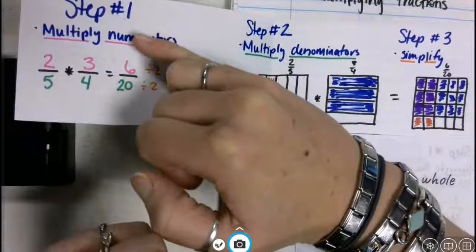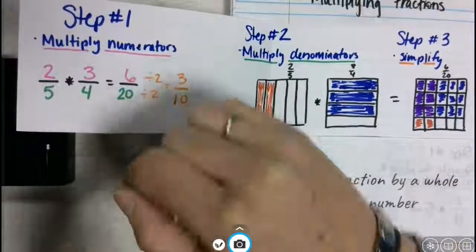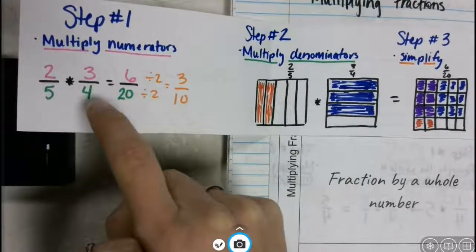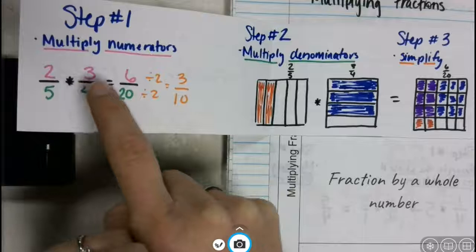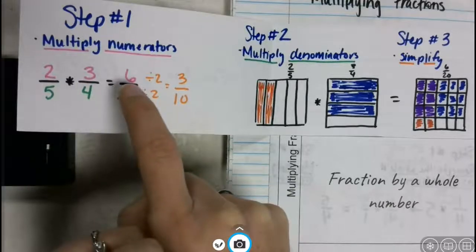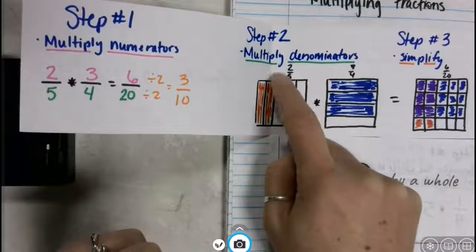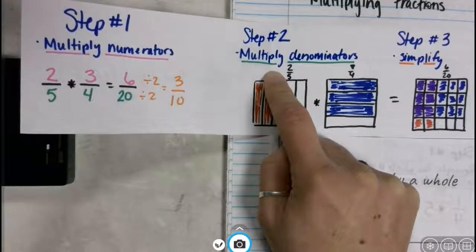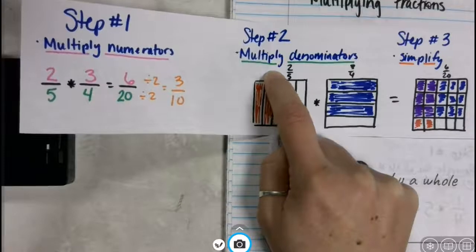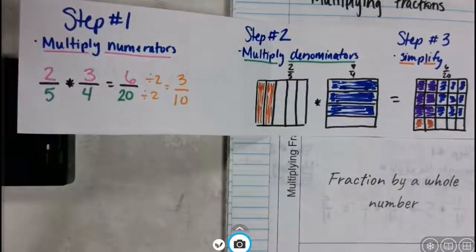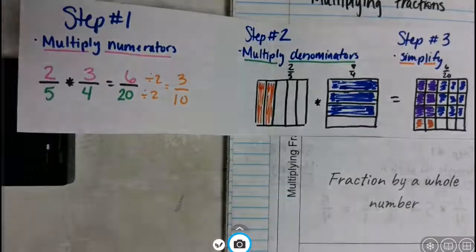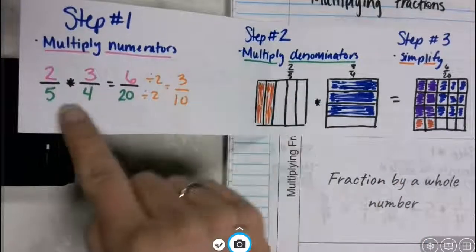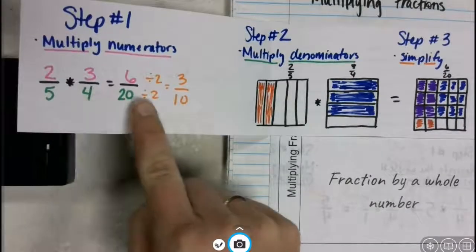The first step when we're multiplying fractions is we multiply the numerators together. Our example here is 2/5 times 3/4. Step one is I multiply those numerators, that's in the pink, and I end up with 6. Step two is I multiply my denominators. When we added or subtracted, we had to find common denominators. We don't have to do that step if we're multiplying, or as we'll see when we're dividing. We just multiply those denominators. For this example, we have 5 times 4, and that's 20.